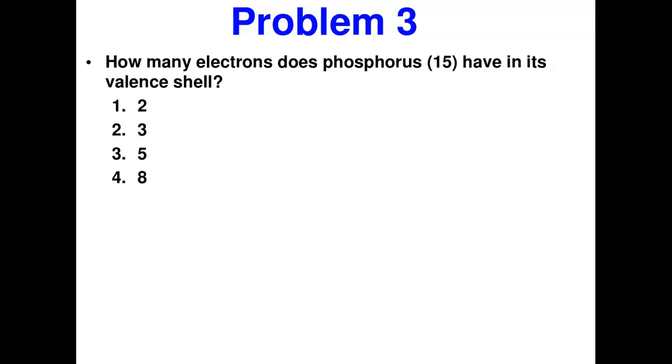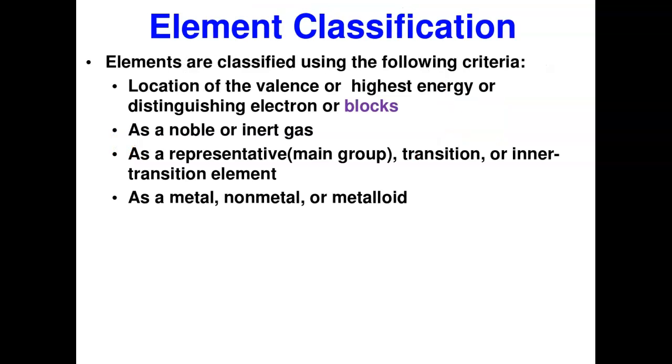Now, a question is coming. It says, how many electrons does phosphorus have in its valence shell? When you look at your periodic table, phosphorus is in group 5 of the periodic table. What it means is, because it's in group 5, it must have 5 electrons in its outermost shell. And that is a simple way we can use in determining the number of electrons. We're just looking at their groups and figuring that out.